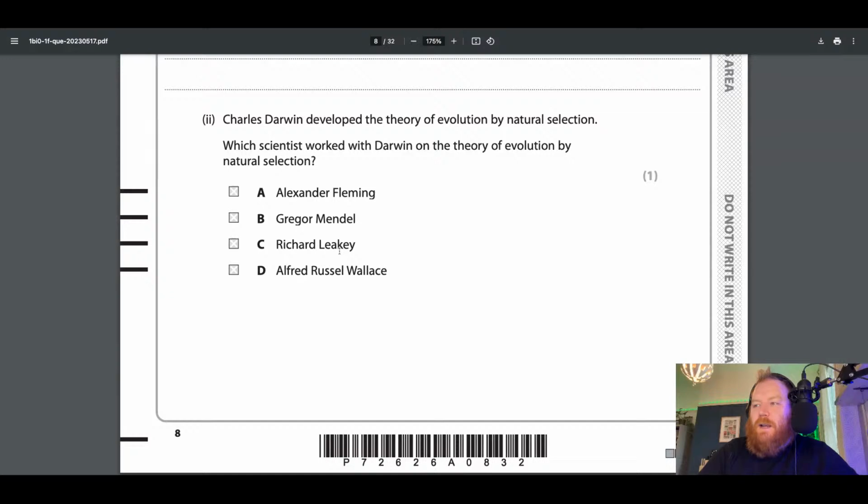So, when we're thinking about who worked with Charles Darwin, it was Alfred Russel Wallace. He worked alongside Charles Darwin for the theory of evolution by natural selection.